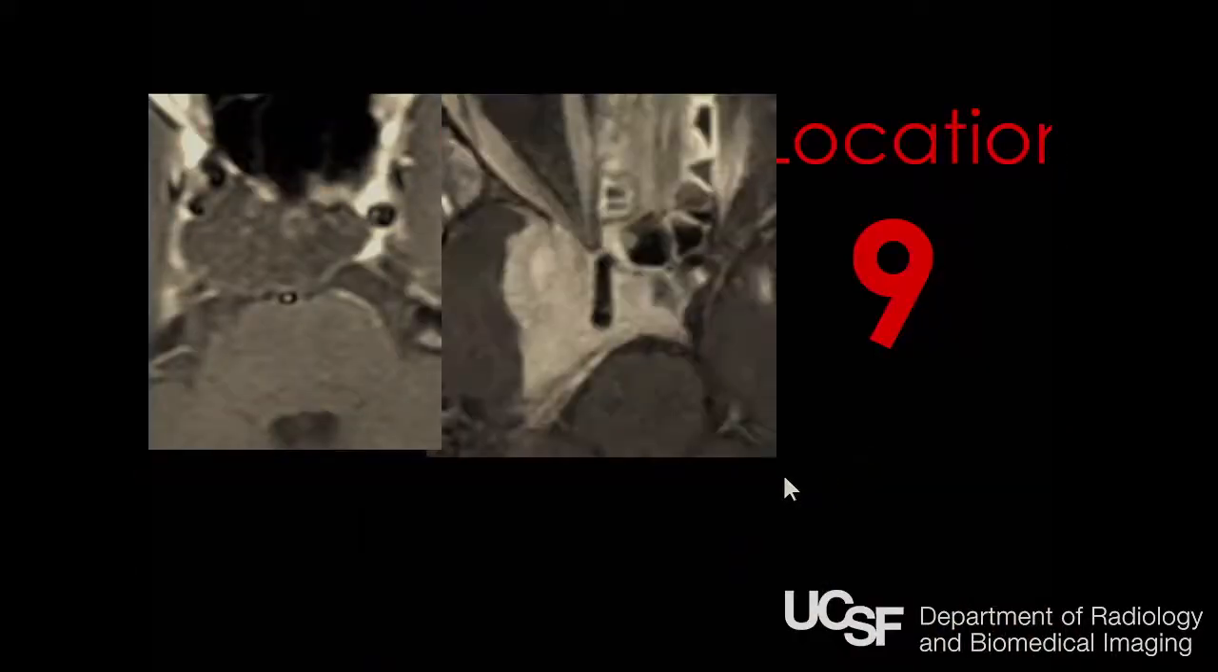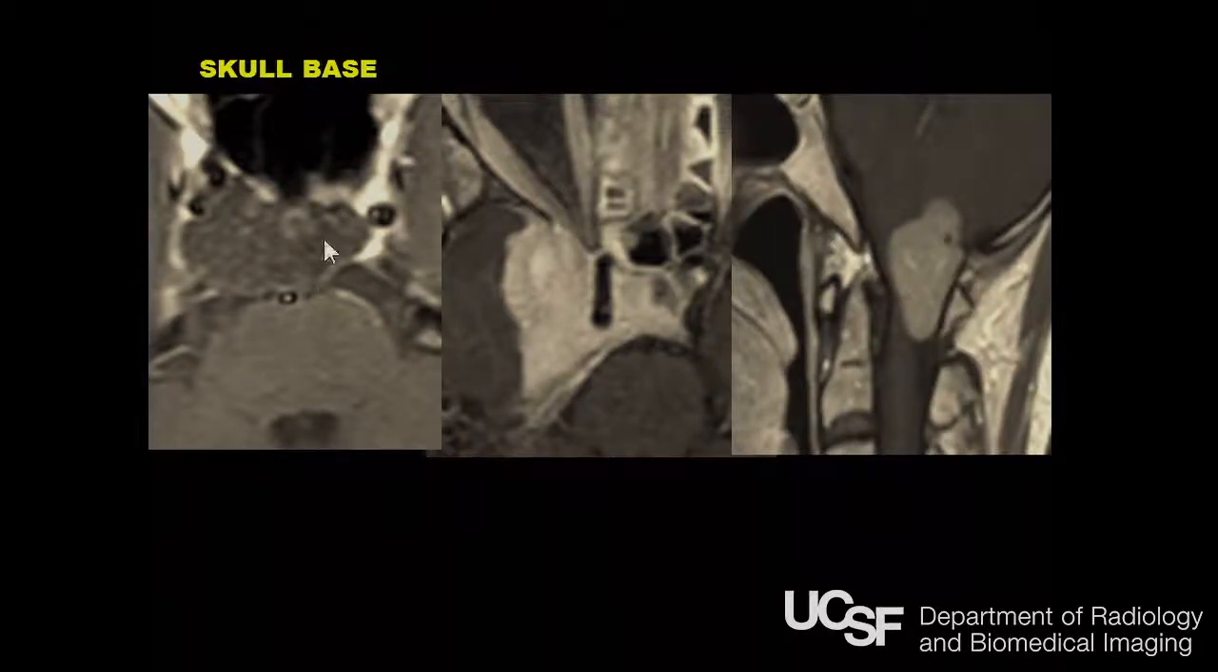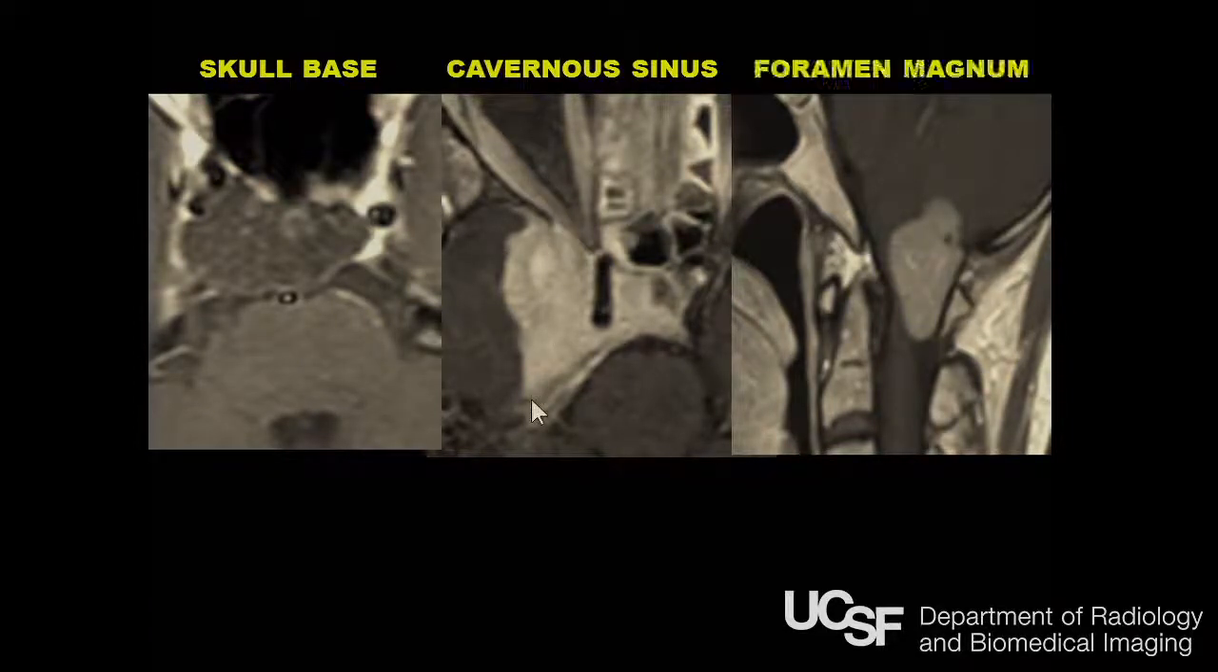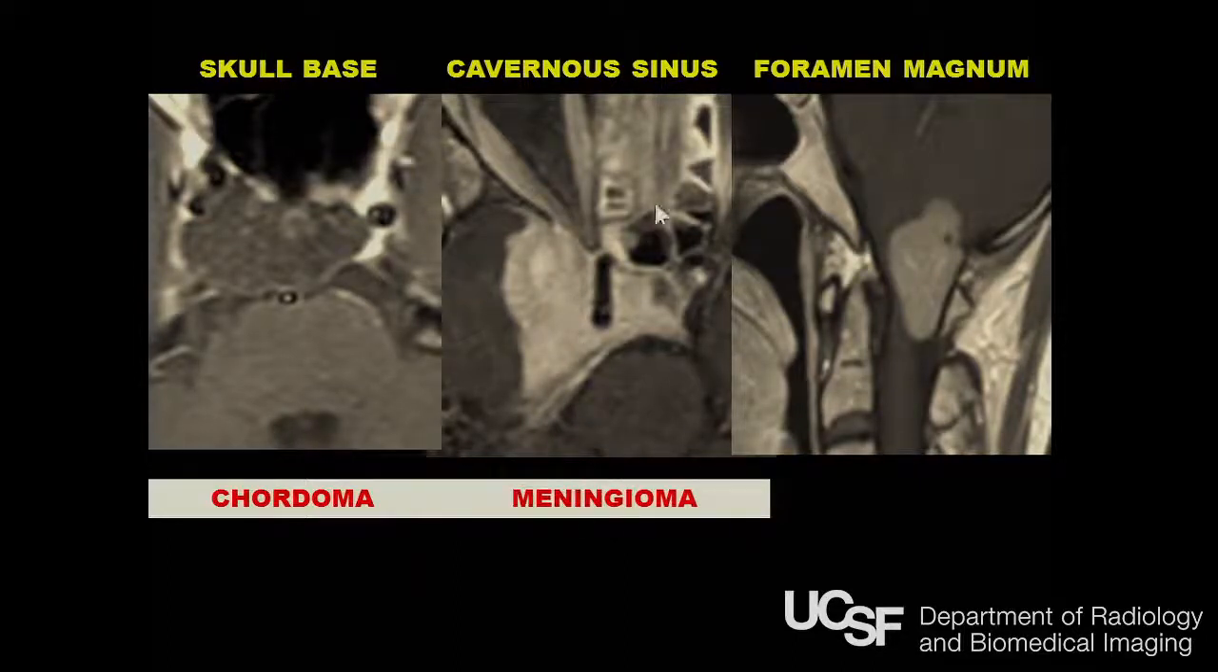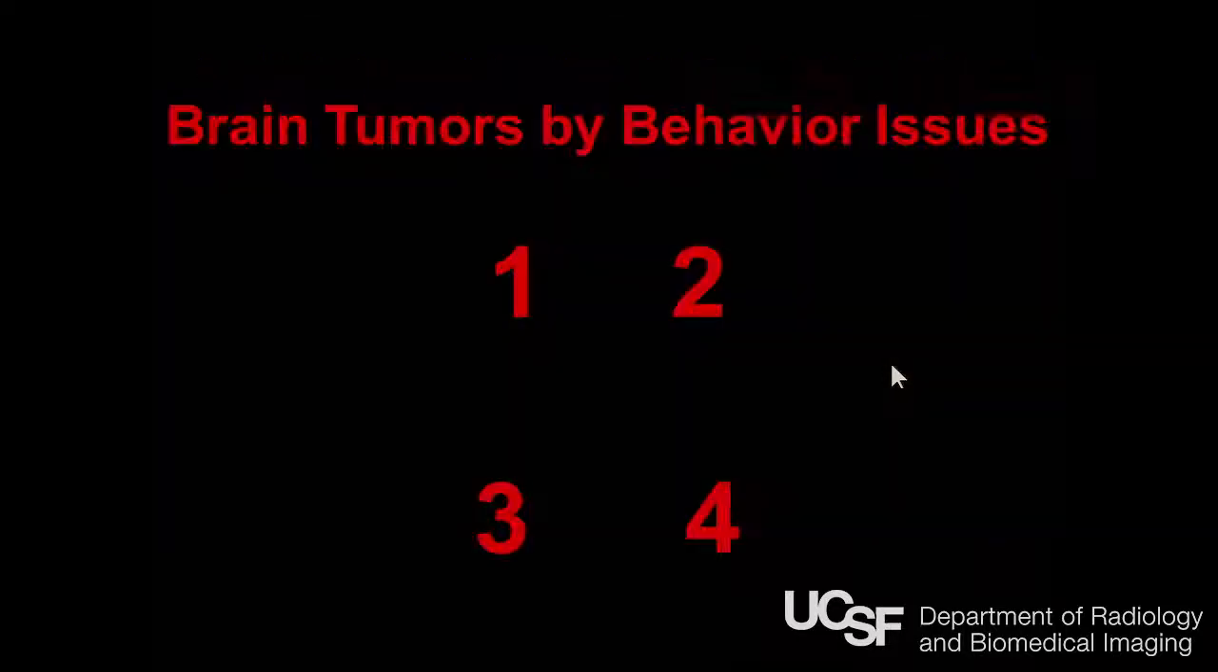3 more locations. Skull base, probably the central skull base involving the clivus is one of the most common things that we run into. Cavernous sinus, foramen magnum. Chordoma being the most characteristic location within the clivus. Meningioma or lymphoma or schwannoma within the cavernous sinus. And at the foramen magnum, we often see ependymoma as well as subependymoma. Ventrally, we often see meningioma as well. So those are the 9 locations.